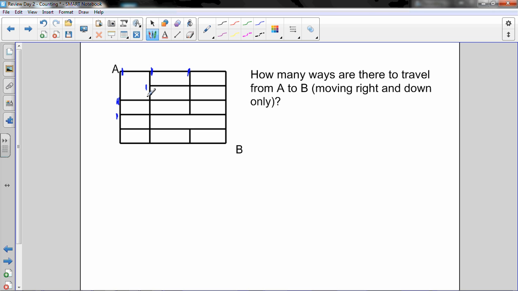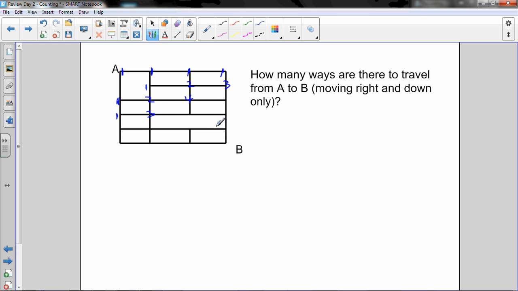Just one. But here, there are two, right? Because I could go this way or I could go this way. There's two ways to get there. Only one this way. And now we're counting like Pascal's triangle, right? And hopefully you're remembering this stuff, filling in the blanks. 1 and 2, 2 and 2, 1 and 3, and so on.